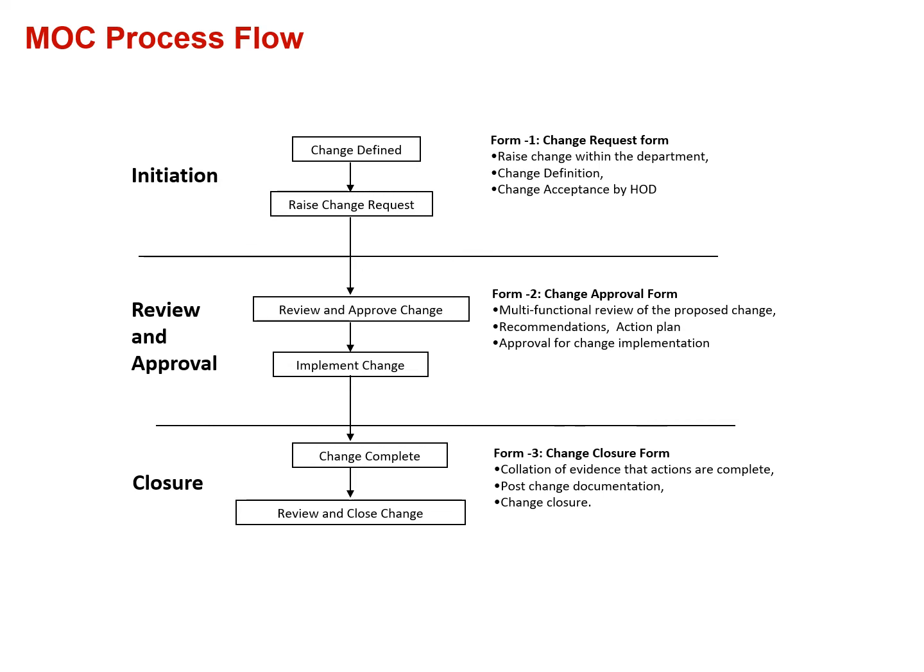And review and approval is where the safety personnel and the cross-functional team have their role. Other people have to review and approve the change and give the target dates for the change to happen. And finally closure. The change has to be completed. Here we need to provide the evidence of whether the controls have been kept in place or not. And finally review and close the change.